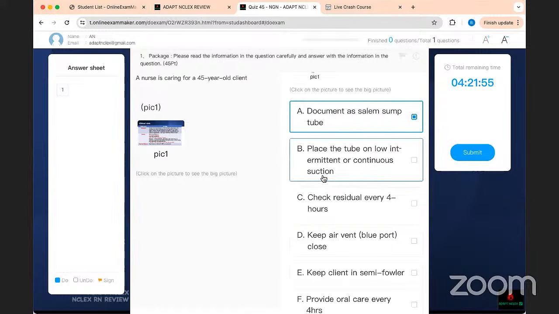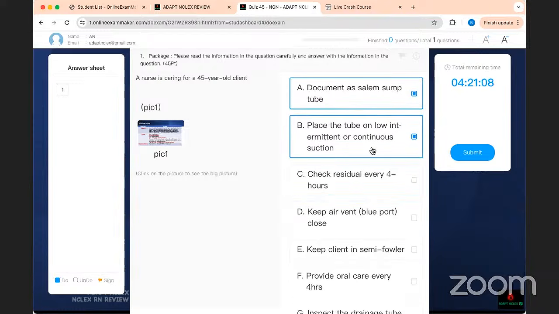How do you care for the NG tube after you insert it? Is this right? Place the tube on low, intermittent, or continuous suction. Yeah, it depends on the need for the NG tube. If you need to suck a lot of fluid, you can keep it on low continuous suction. But most NG tubes are kept on low intermittent because of the pressure, to prevent gastric ulceration. So you can put it both ways depending on the condition.